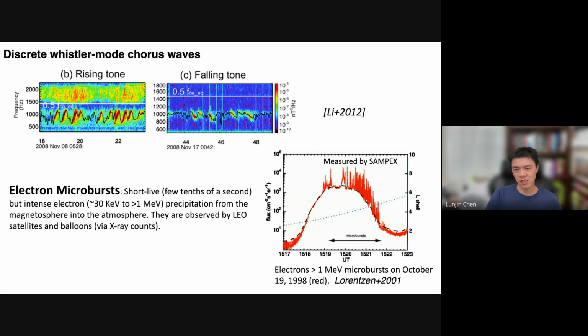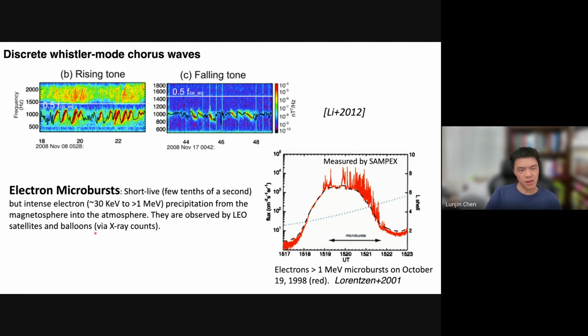And you can see there's a nice background electron flux from the SAMPEX observation. And then on top of that, you see those spiky structures. And those spiky structures are known as electron microbursts. And those are the relativistic electron microbursts. They are very short-lived, only a few tenths of seconds, but very intense electron flux, at least about 1 order of magnitude greater than the background.